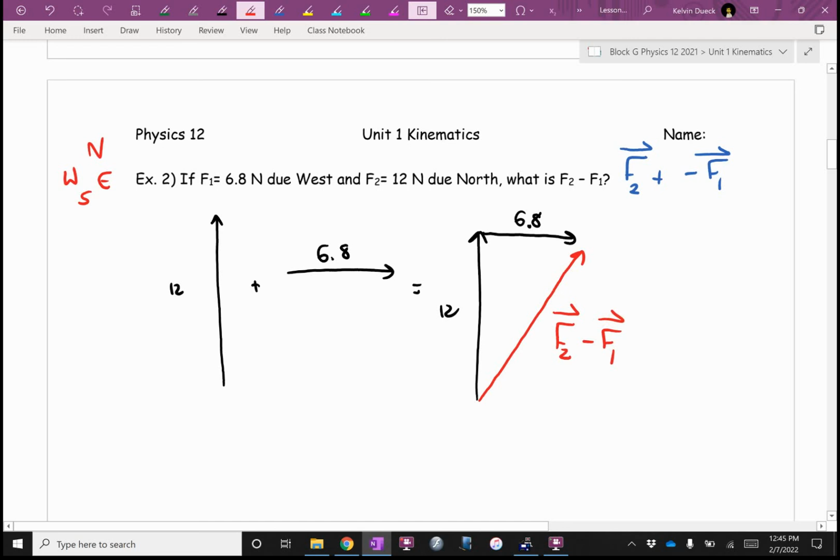Kai, where's the theta going to go? Bottom left or top right? Has to go bottom left where the vector is coming from. Color, color, color, color. And now hopefully we're in pretty familiar territory. Little Pythagoras, little trig, and we're good.